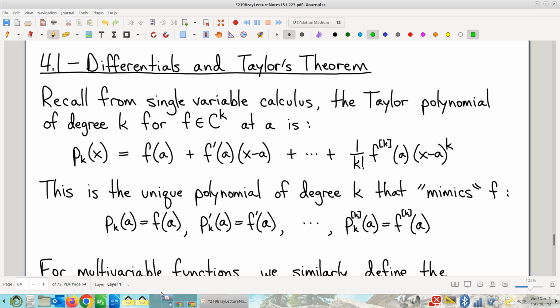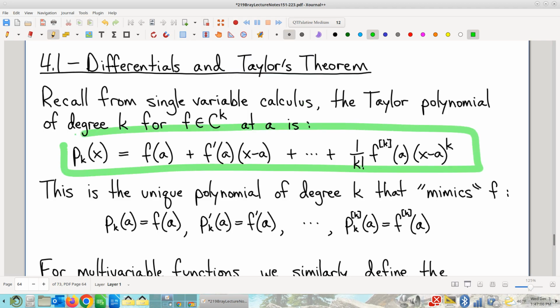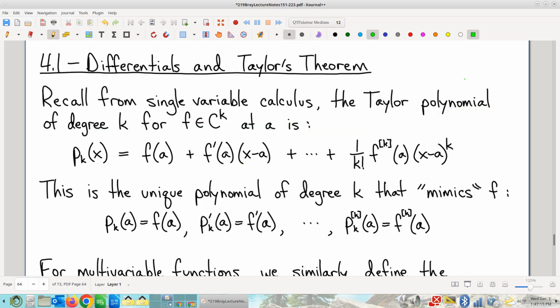Section 4.1, we're going to talk about Taylor's theorem, and y'all recall the Taylor polynomial, I'm sure, from single variable calculus, right? So there's the formula, but then let's also ask the question, why do we care about that formula? Where does it come from? And there's different points of view on this, right? What I think is the easiest to digest point of view is this right here.